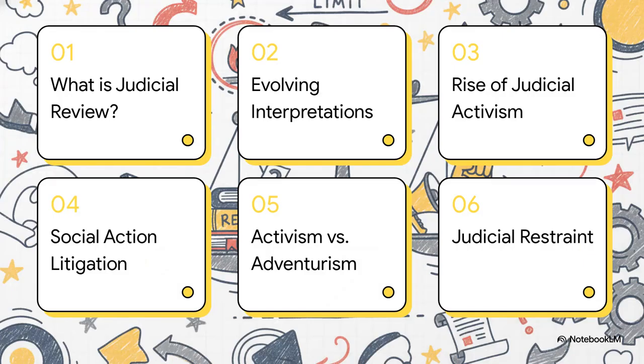So here's our roadmap for today. We'll start with the fundamentals. What even is judicial review? Then we'll trace how court interpretations have changed over time, leading to the rise of judicial activism. We'll look at its most powerful tool, public interest litigation, or PIL. And then we'll get into the really tricky part, the fine line between activism and what some call adventurism. Finally, we'll wrap it all up with the crucial idea of judicial restraint.